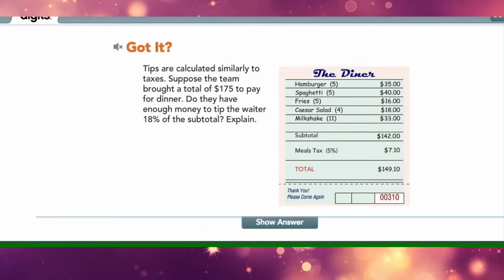Tips are calculated similarly to taxes. Suppose the team brought a total of $175 to pay for dinner. Do they have enough money to tip the waiter 18% of the subtotal? Explain. Make sure when you're working this out, you use the subtotal and not the total. So the subtotal will be considered your whole. Make sure you use the subtotal when you are working this problem out.